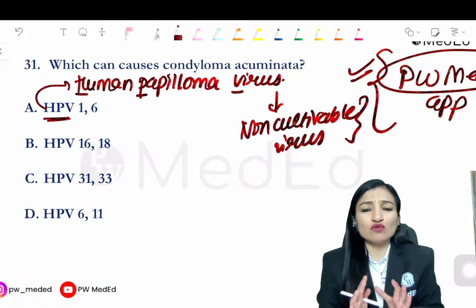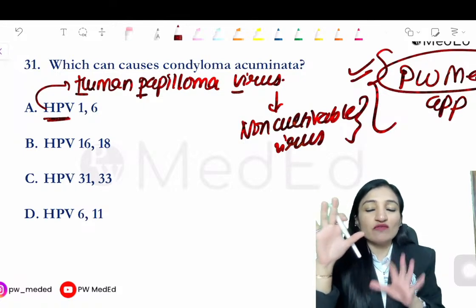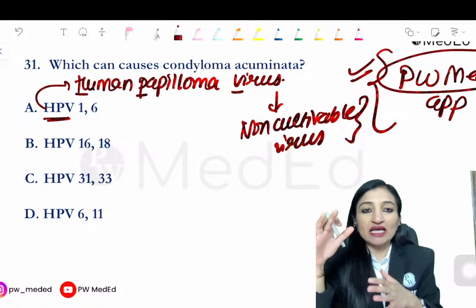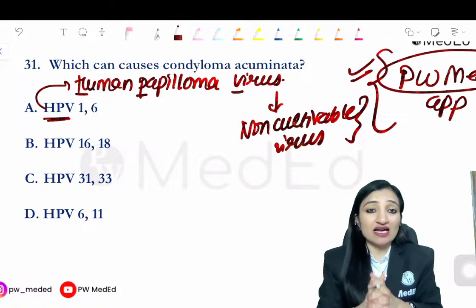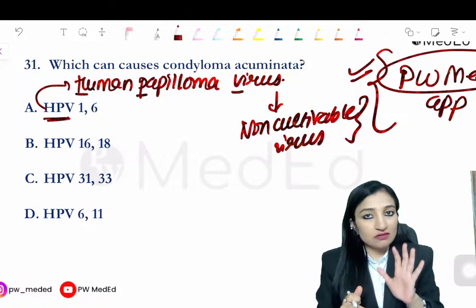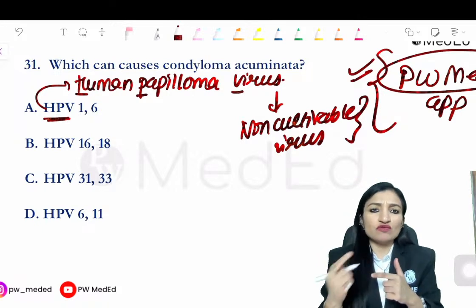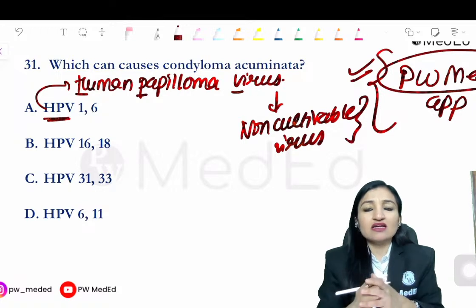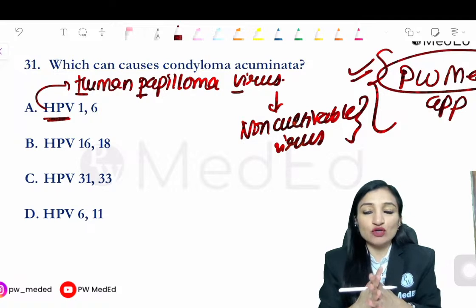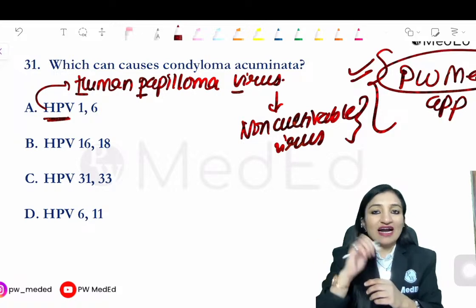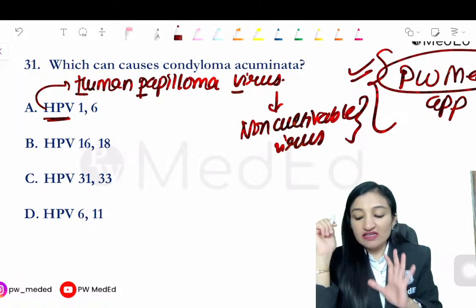Okay, let's revise a little bit what we learned yesterday. I'm sure at least 40 to 50% of what I'm going to talk about today you will remember like that only. And to make the maximum use of this session, I would request you to check out the PDF uploaded on the PW MedEd app and just review the video in 2x speed once again. Whatever you feel is extra for you, which you didn't know before, you can just add.